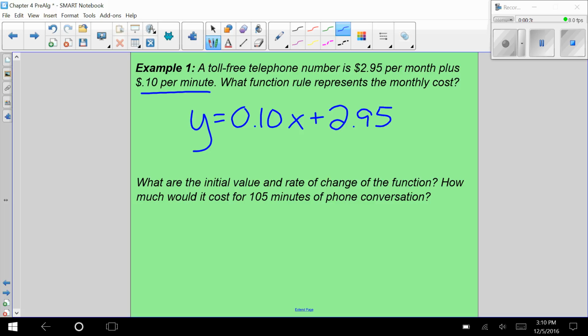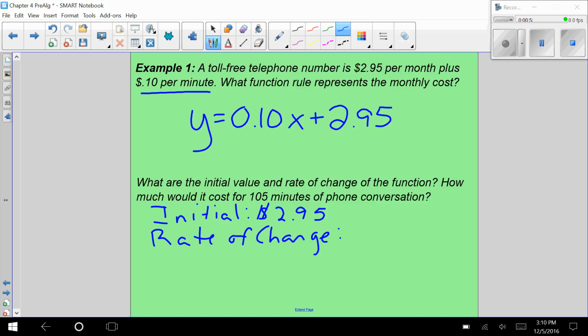There is our equation. So what are the initial values? Initial, right off the bat, it costs me $2.95 to make my cost. The rate of change is the same as our slope, so that is 10 cents per minute.